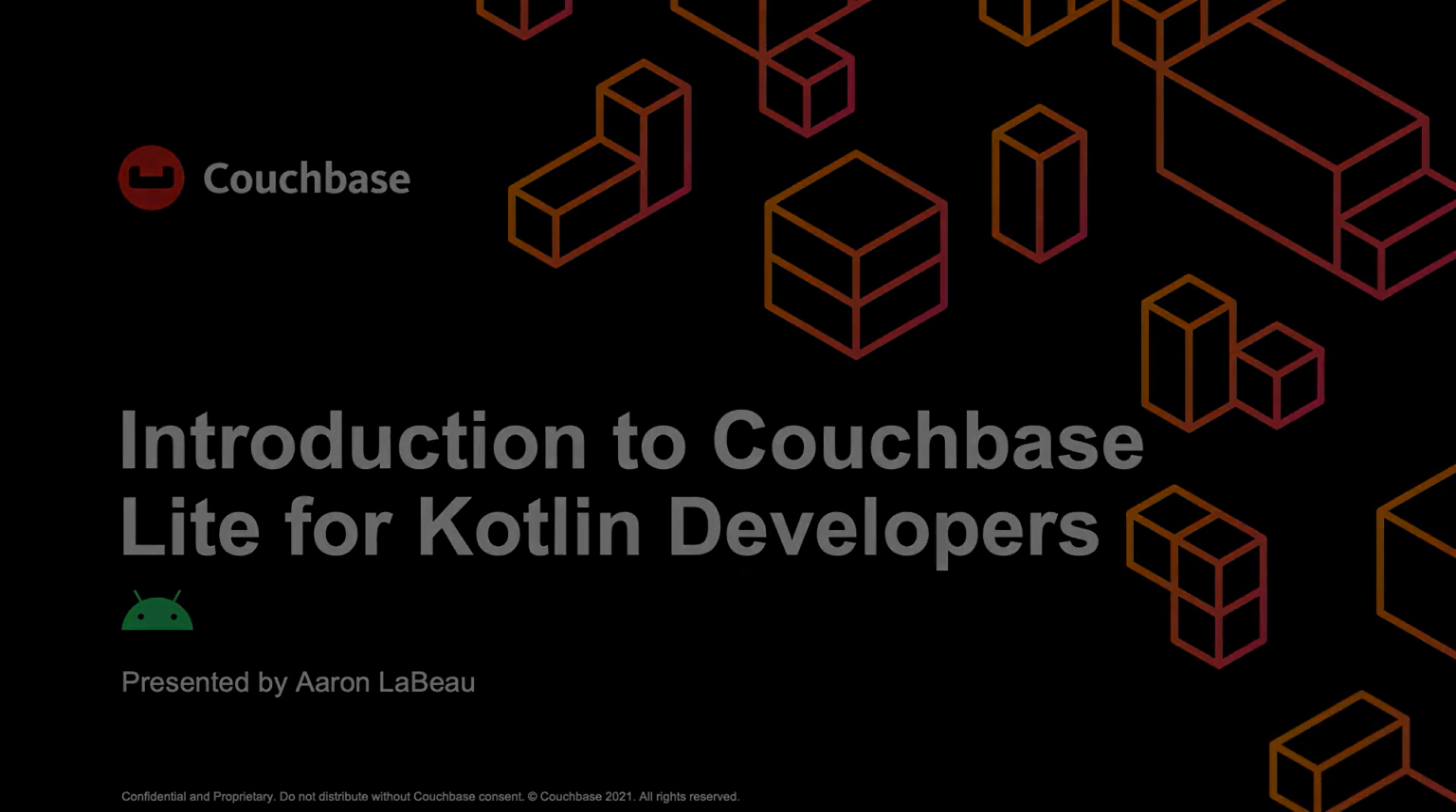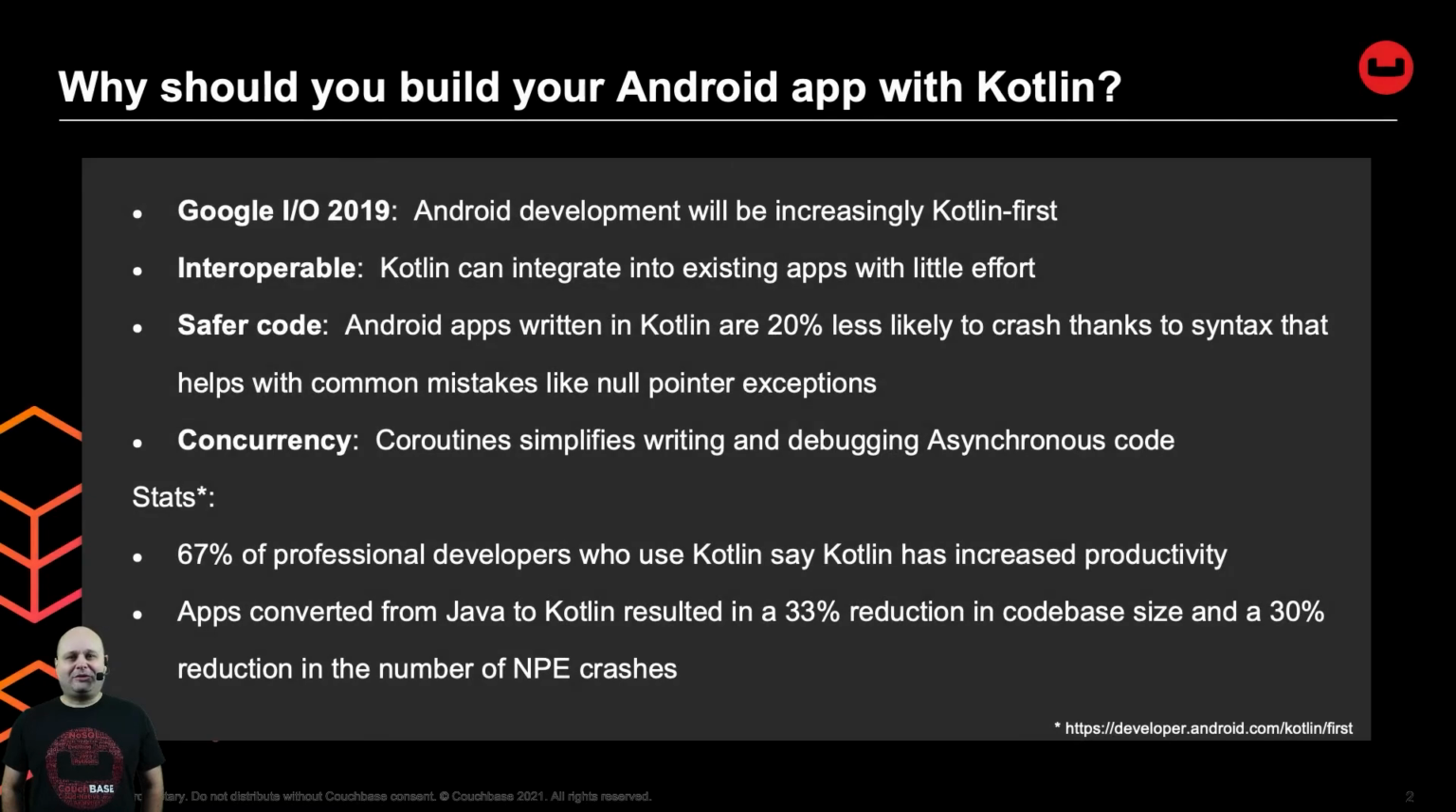Let's get started. There are several reasons why you should be looking at using Kotlin to build Android applications. First, in 2019, Google announced that Android features and development would increasingly come to Kotlin first. With Android Studio, it's relatively easy to mix Kotlin and Java code in the same project. Apps written in Kotlin tend to be smaller and have fewer bugs thanks to language syntax and newer frameworks for handling things like running tasks asynchronously with coroutines.